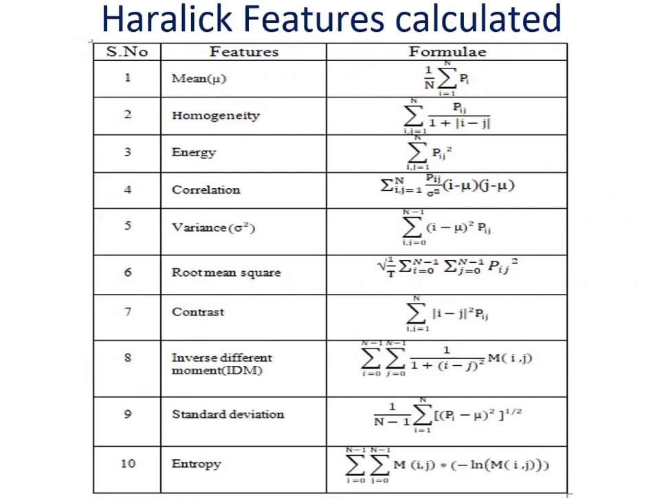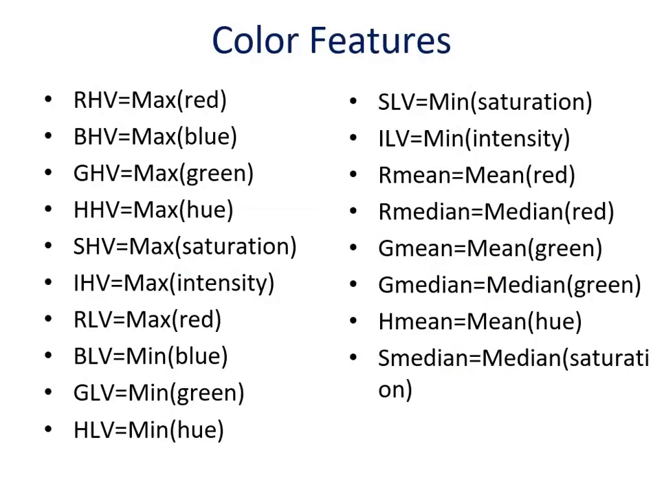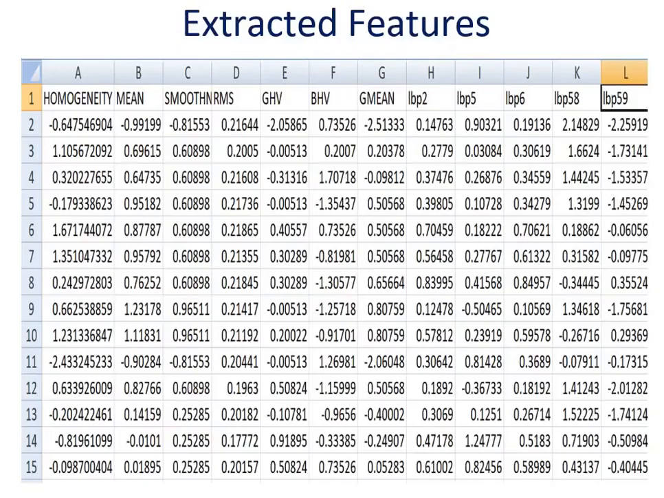These are the 10 statistical features, which are also known as Haralick features. We have extracted 24 color features such as highest value of RGB, highest value of HSI, lowest value of RGB, lowest value of HSI, mean value of RGB, mean value of HSI, median values of RGB, median values of HSI.